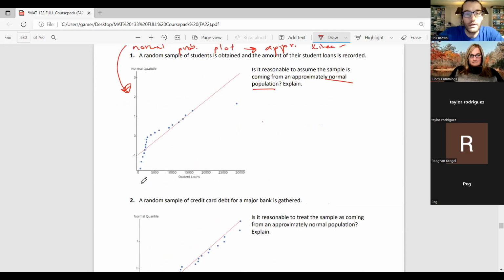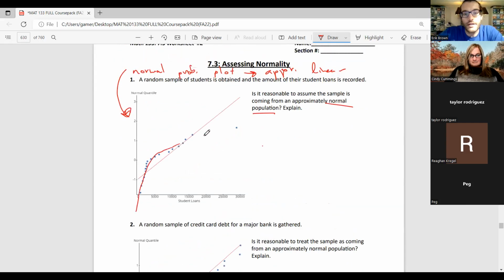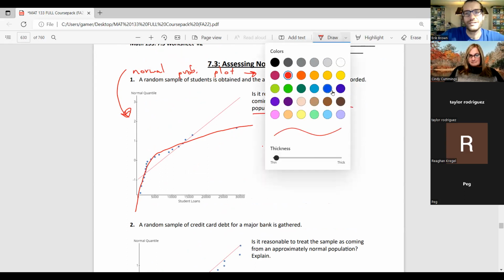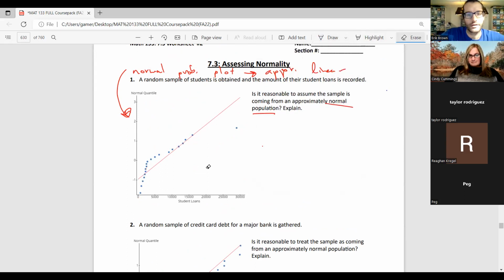So this one, hopefully you see, yeah, that's pretty clearly not a line. Do you all feel that you could note that even before I drew this? Could you look at that and say, nope, that doesn't look approximately linear? Okay, good. It takes some practice of seeing a bunch. So we'll just say no.